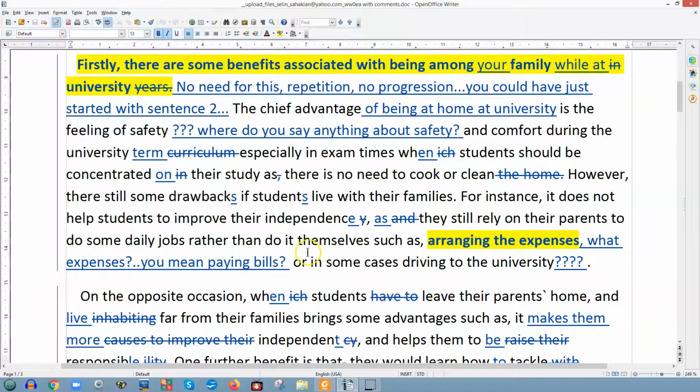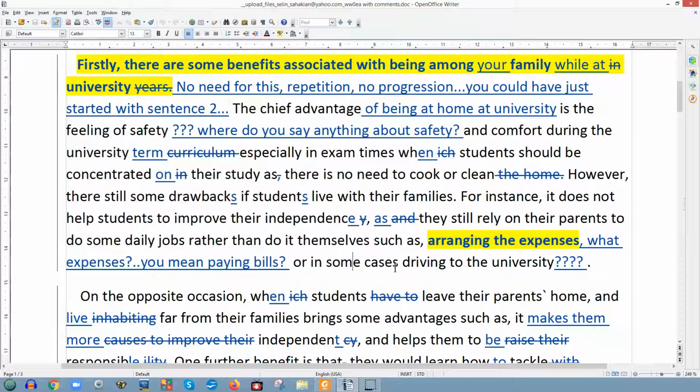Sorry. So, for instance, it does not help students to improve their independence, nor independency, their independence, as, instead of and, they still rely on their parents to do some daily jobs rather than do it themselves, such as arranging the expenses. What? So you mean paying bills? Because arranging the expenses, that could mean anything. Or in some cases, driving to the university. What does that have to do with anything?